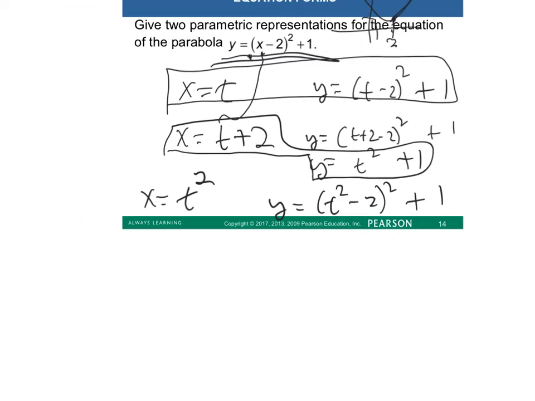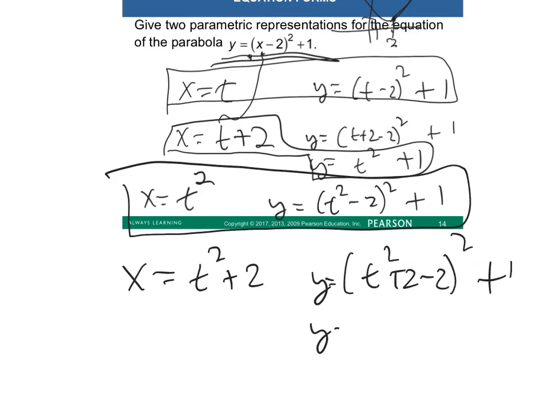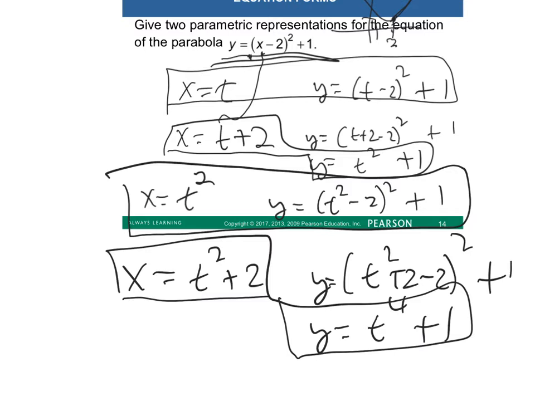And there's just so many. Whatever you decide to let x be, x could be equal to t squared plus 2. Plug that in, I get y equals (t squared plus 2 minus 2) squared plus 1. Y equals t to the fourth plus 1. There's another set of parametric equations that will give you the same picture.